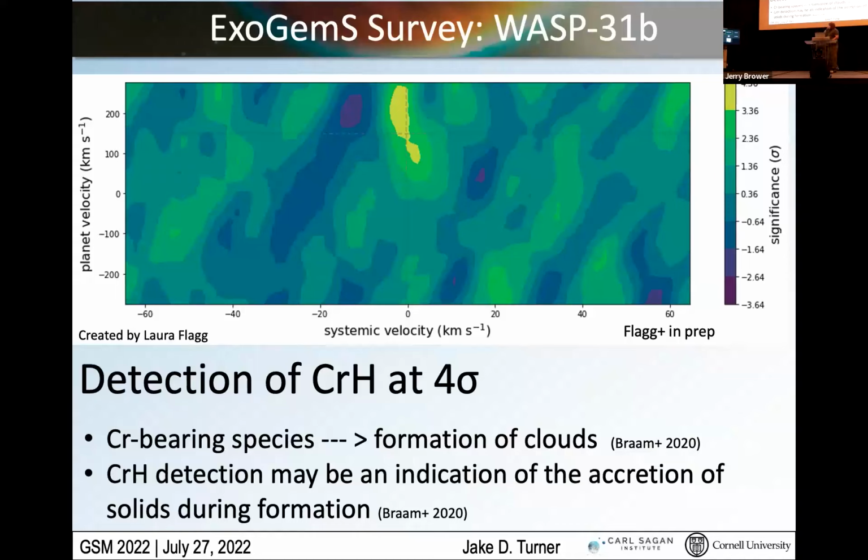But what this tells us, if you've ever heard of chromium hydride, is that basically chromium-bearing species are very important for the formation of clouds, and we believe clouds are pretty much ubiquitous on all exoplanets. So it should hopefully tell us something interesting about how clouds form on these planets. As well, chromium hydride specifically could be an indication that there was accretion of solids going on during formation. So this could be a direct constraint on how the planet formed.